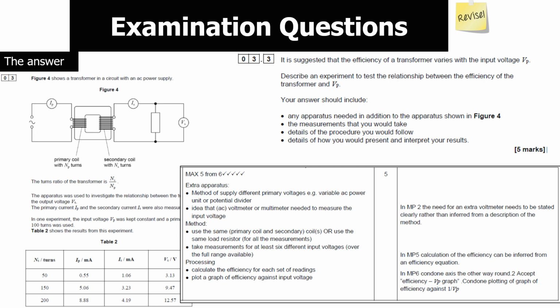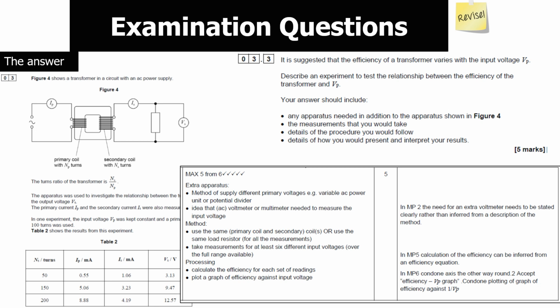And then how you process the results is you'd calculate the efficiency for each set of values. How do you do that? You do the secondary power, which is Vs times Is, divided by the primary power, which is Vp times Ip, and then finally you're looking to see how the efficiency and Vp link to each other. So therefore you plot efficiency that you just worked out against Vp.